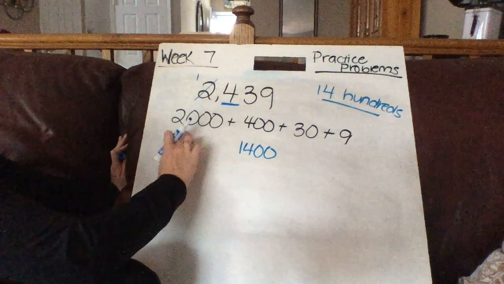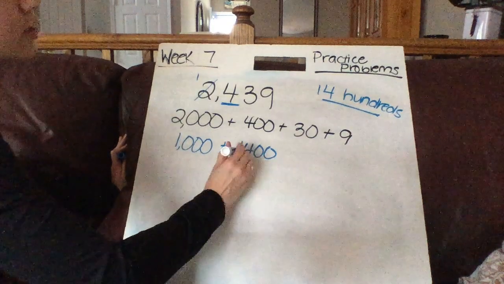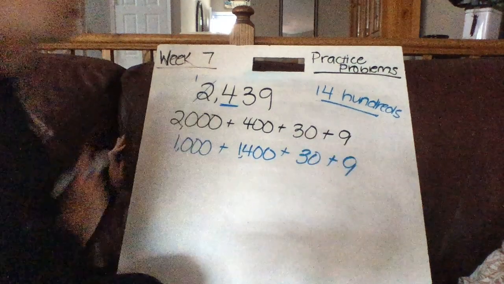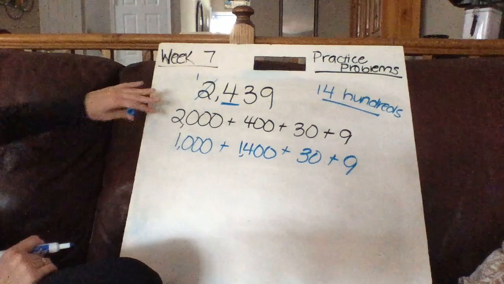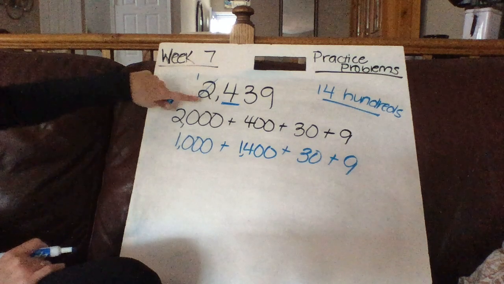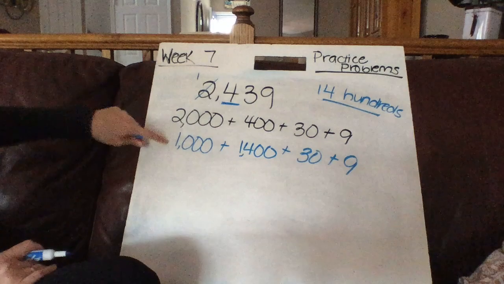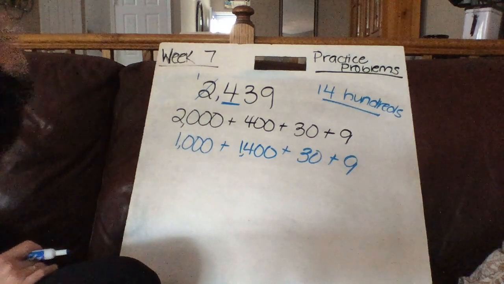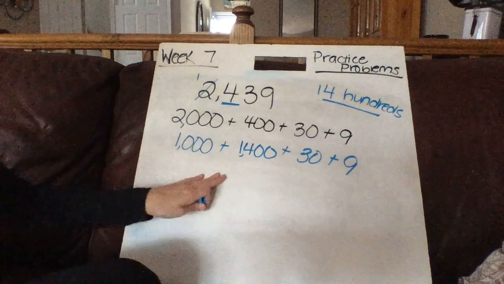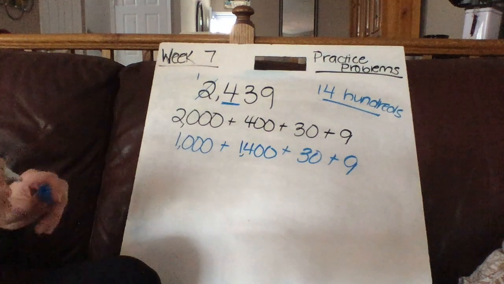Okay, so that's actually going to change my 2,000 to only 1,000 plus the 1,400, or 1,400 plus 30 plus 9. So these are actually 2 different ways, but if you were to add both of those answers together, you're going to get the original number of 2,439. So either one is correct. You're not going to see it too often this way, but sometimes problems might be a little tricky and they might ask for it in a different way, and it still means the same thing. You're still ending up with the same answer, okay?